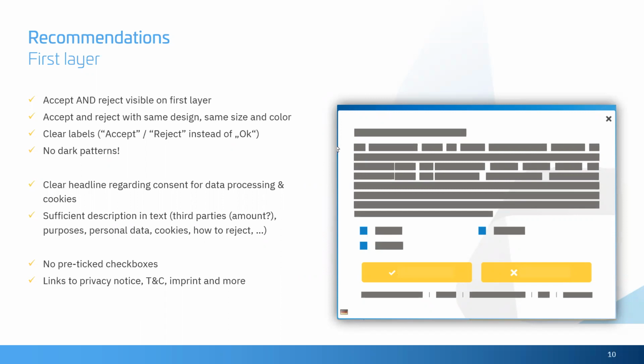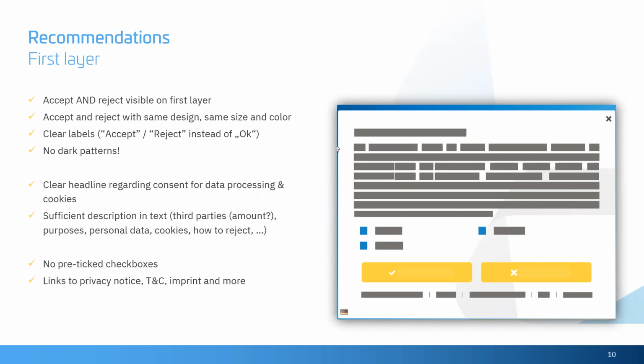The button should have clear labels, so name them accept all, something like that, and reject all, and not something like okay or continue or something like this. You should not use any dark patterns, as described. Don't highlight one button and put some other button in the background.